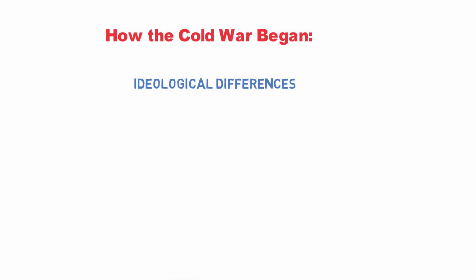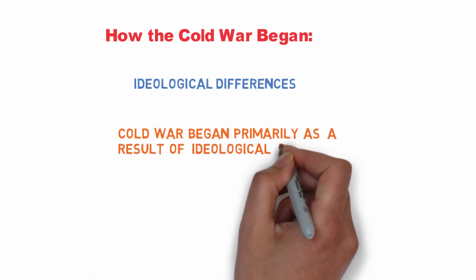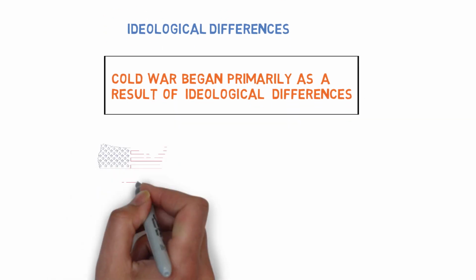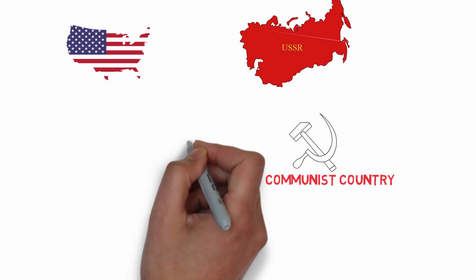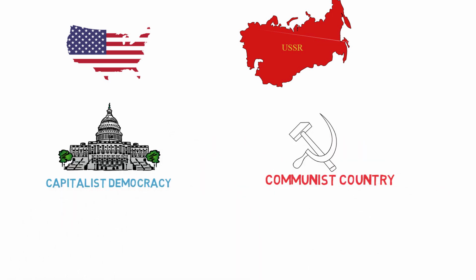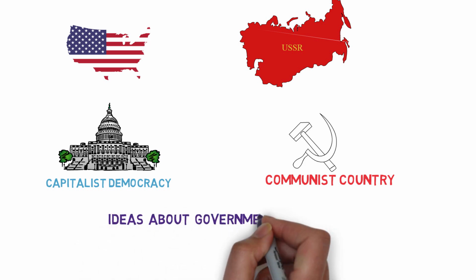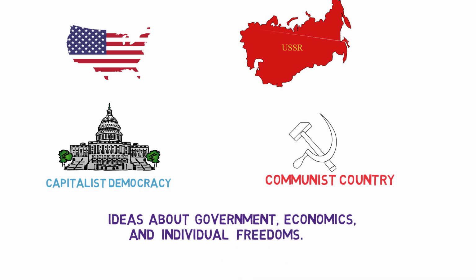Ideological differences. The Cold War began primarily as a result of ideological differences between the United States and the Soviet Union. The Soviet Union was a communist country, while the United States was a capitalist democracy. The two countries had fundamentally different ideas about government, economics, and individual freedoms.